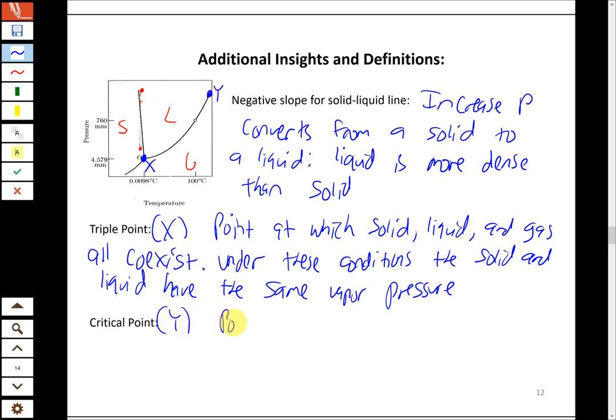When you get to this point, which again for water is well beyond 100 degrees Celsius and well beyond 1 atmosphere, so pretty high temperature and pressure, this is the point at which the vapor can no longer be liquefied.